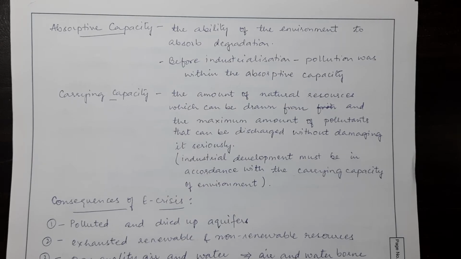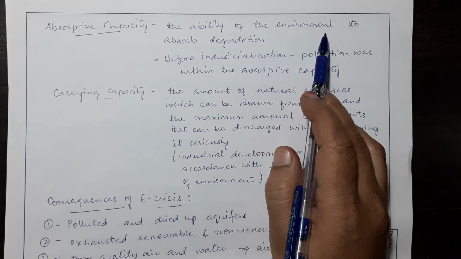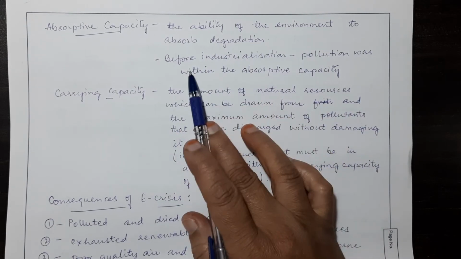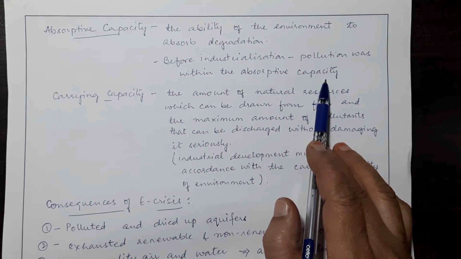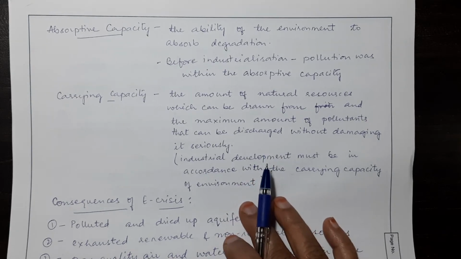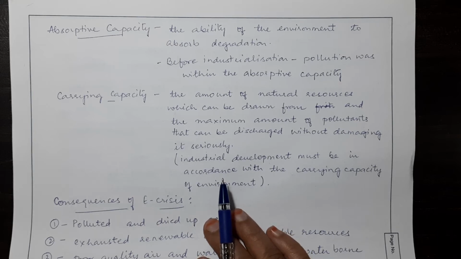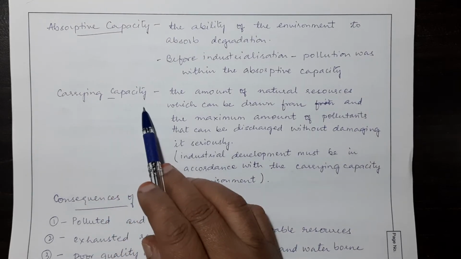So what is this absorptive capacity? It is the ability of the environment to absorb degradation. Before industrialization, pollution was within the absorptive capacity. Now after industrialization, there is so much waste generated that we are going beyond the absorptive capacity of the environment. Now let's understand what is carrying capacity.